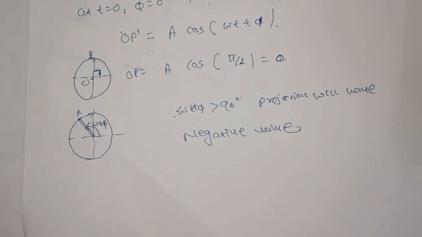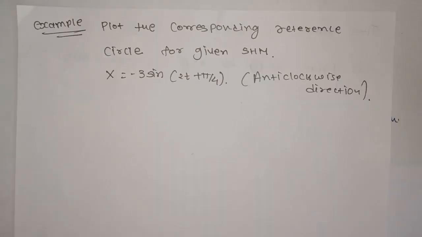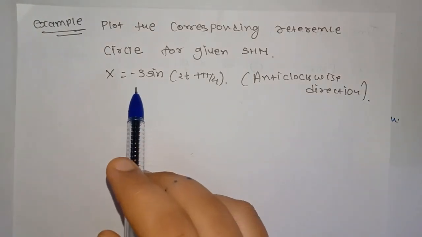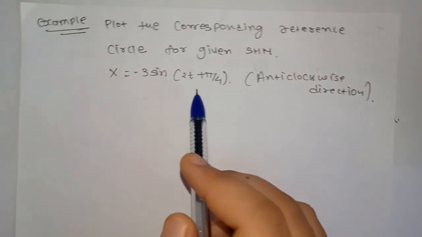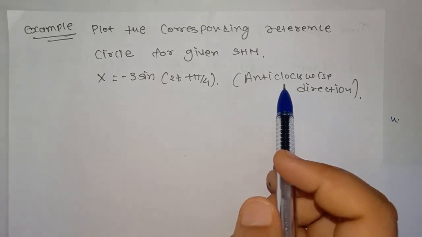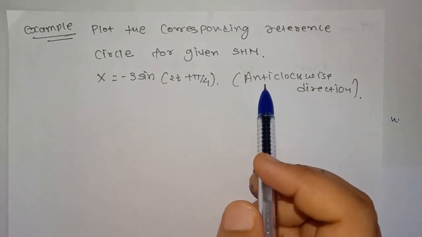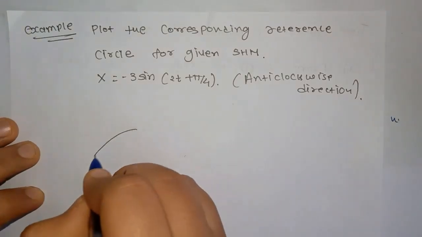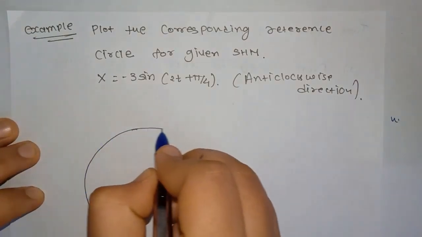Let us see one example based on how we can represent SHM on circular motion. In this example, we are asked to plot the corresponding reference circle for the given SHM, that is x equals minus 3 sine of 2t plus pi by 4, in the anti-clockwise direction. First, let us draw the reference circle.